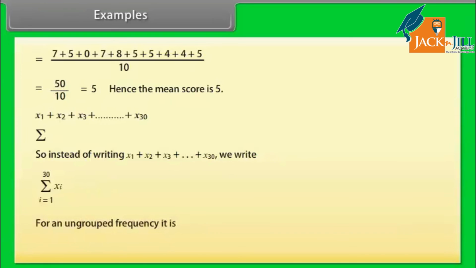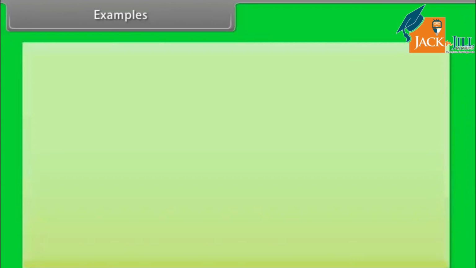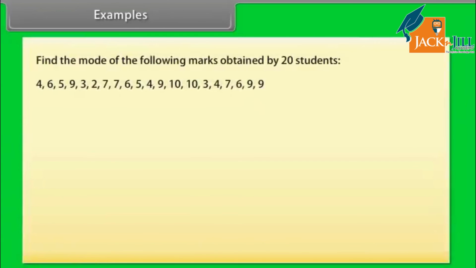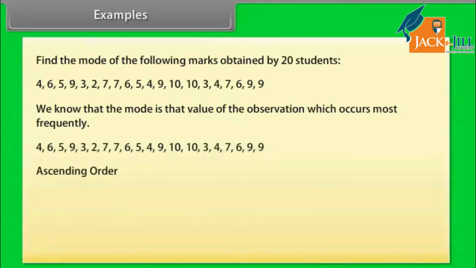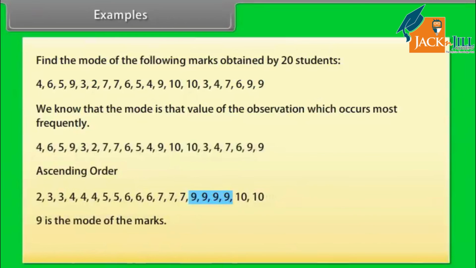For an ungrouped frequency, here is an example. Find the mode of the following marks out of 10 obtained by 20 students. We know that the mode is that value of the observation which occurs most frequently. Let's arrange these marks in ascending order. We can see that 9 is occurring more frequently. So we can say that 9 is the mode of the marks.